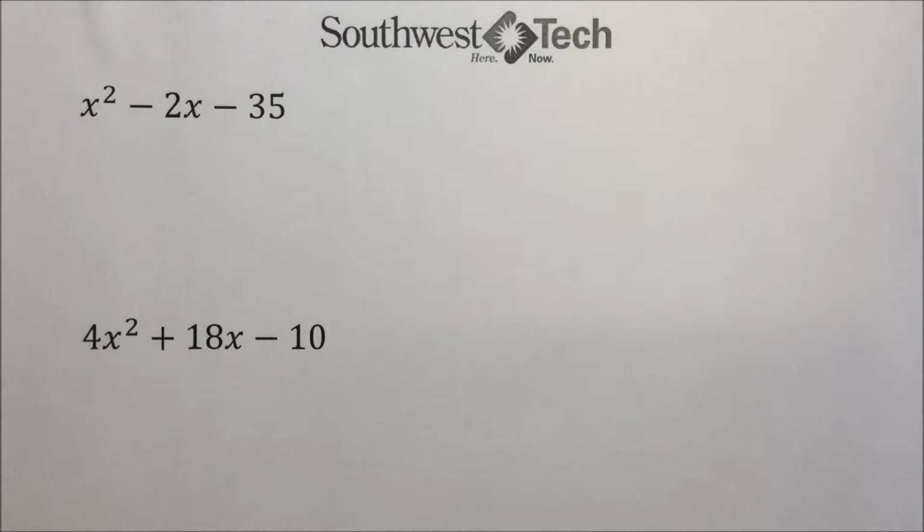Intermediate Algebra, Section 5.7, Factoring, a General Strategy. When we're factoring, you always want to factor out a greatest common factor if possible. Once the greatest common factor has been factored out, count the number of terms.